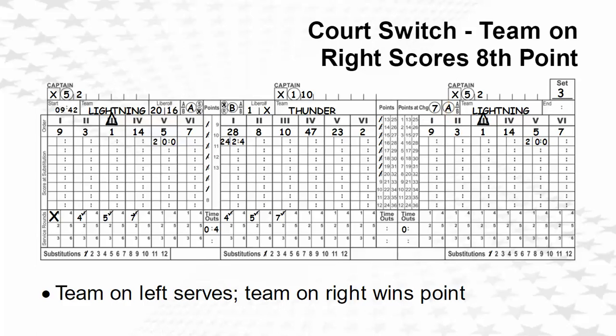Lastly, transfer Lightning's last service round's exit score from the far left to the far right section and slash the last point scored by Lightning, which is 7, in the far right-hand points column. But again, do not transfer the corresponding check mark. When Lightning next serves, number 2 is the correct server. After you've recorded all information for the court switch, show the ready signal.